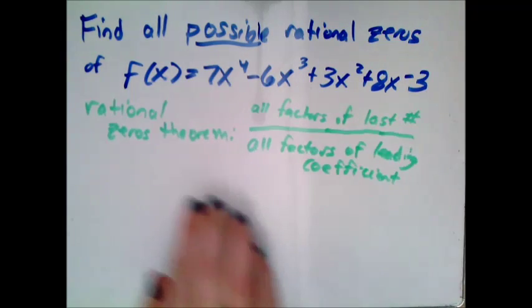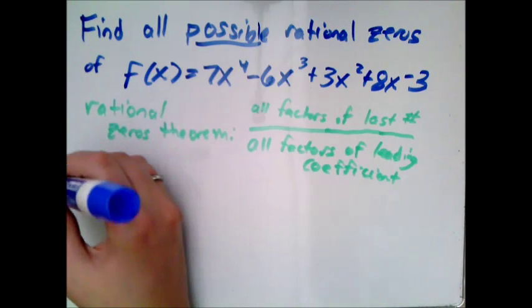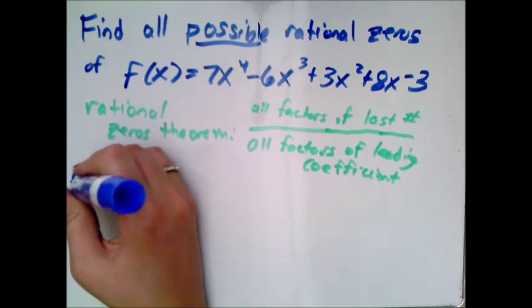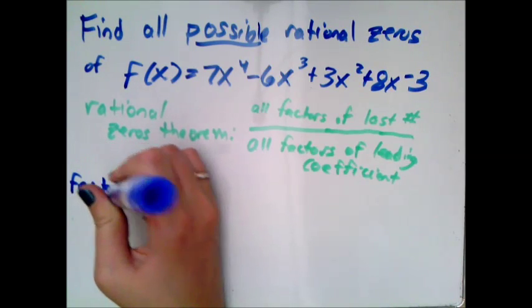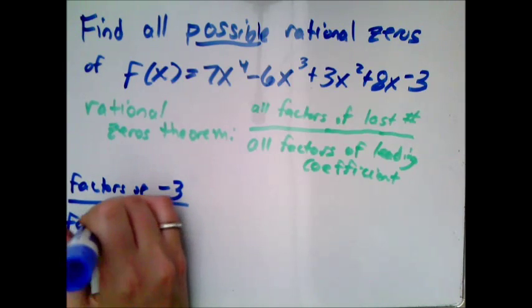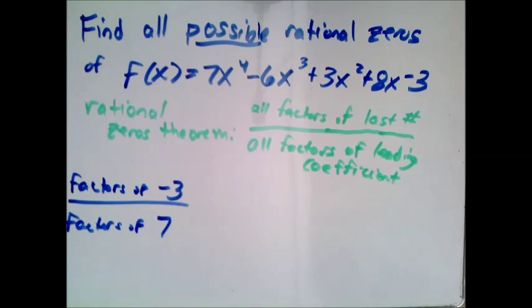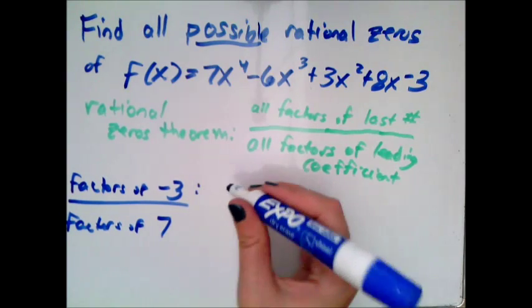So last number being the constant if you have it in decreasing order. And so for this problem, our last number is -3. So we need factors of -3 over factors of our leading coefficient, which is 7. So let's write down all the possible factors of 3.